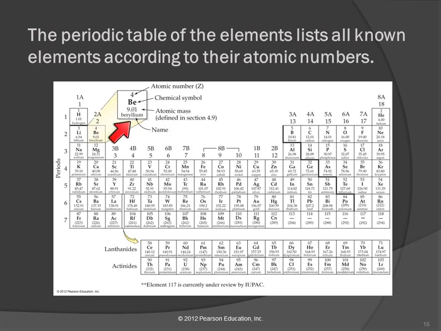So if we look in each square of the periodic table, we'll have the chemical symbol, and above that is a whole number. That is the atomic number, the number of protons. So this is beryllium, and the atomic number tells us that beryllium atoms have 4 protons. There's some other information here. There's the atomic mass, we'll talk about that later, and some periodic tables have the name.